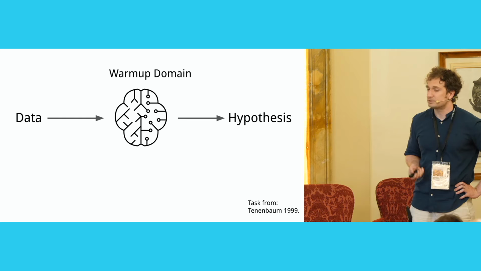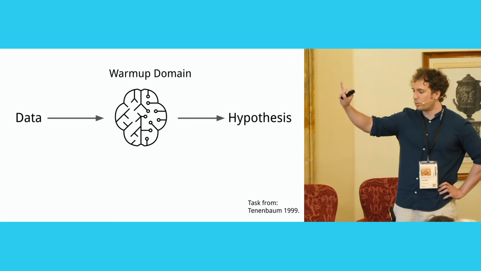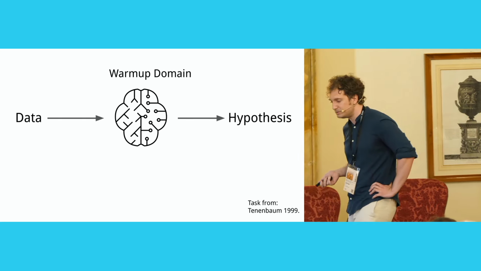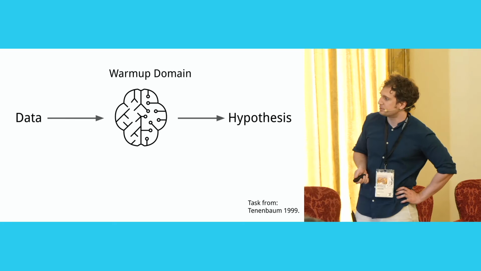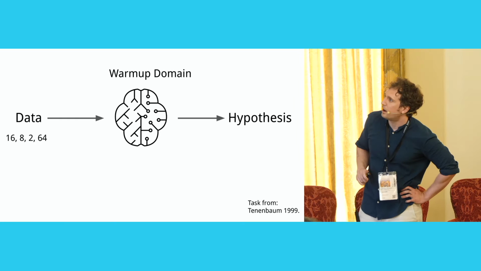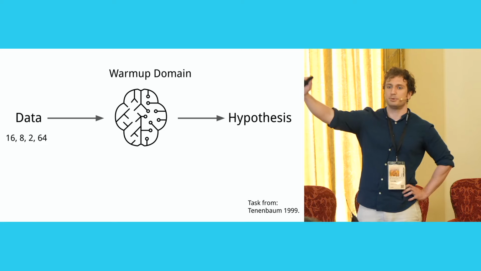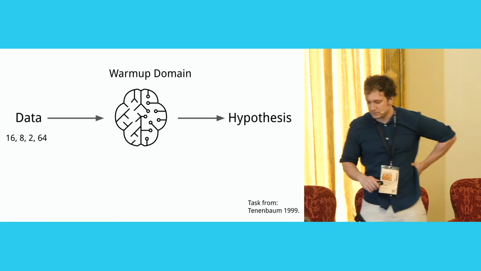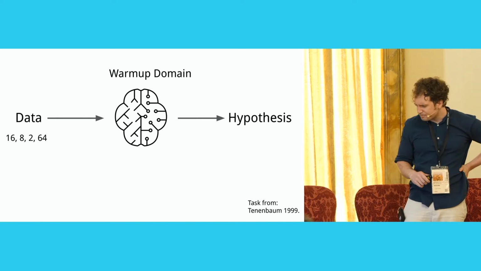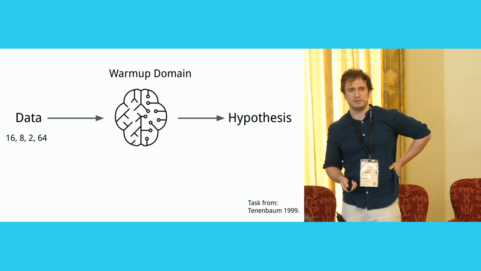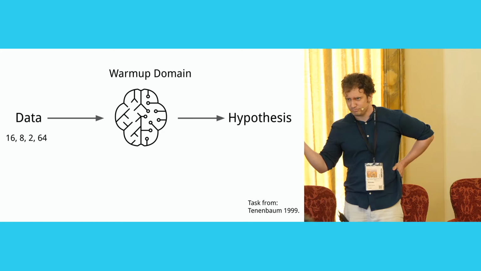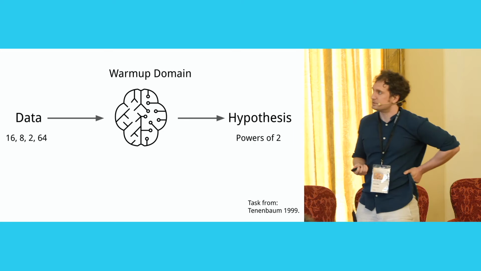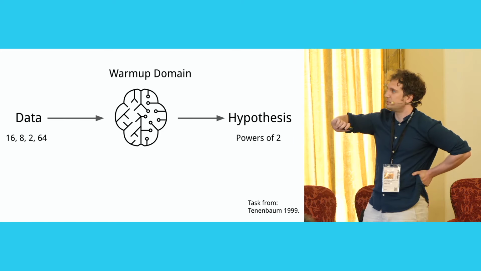So to understand the way it's going to work, I'm going to introduce a kind of warm-up domain. This is a classic Bayesian concept learning domain introduced by Josh Tenenbaum like 25 years ago. In this setup, I give you some examples of a hidden concept. So I'm thinking of some number concept. Here the examples are 16, 8, 2, and 64. And you're supposed to hypothesize what the underlying concept is. Since this is a standard concept, probably many of you think powers of 2.